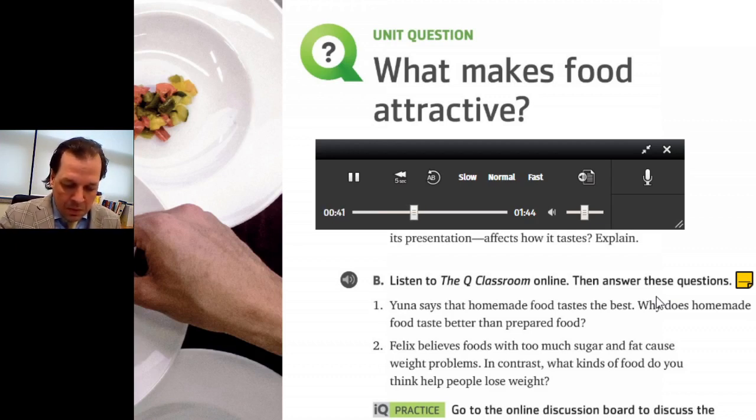Una, what do you think? What else makes food taste good? Homemade. I like homemade food the best. Well, I agree with both of you. Fresh food and homemade food taste good.